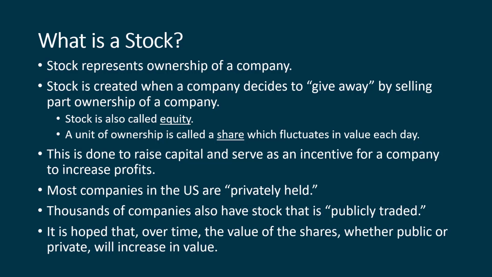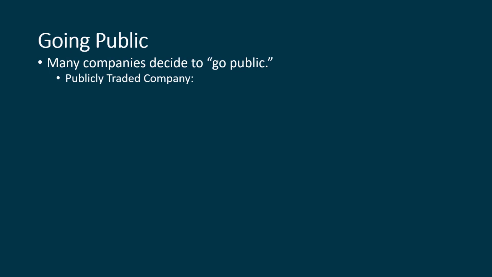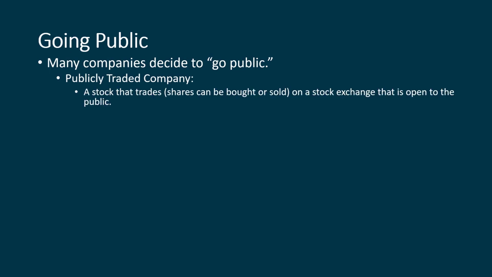It's hoped that over time, the value of the shares, whether public or private, will increase in value. When a company changes from being privately held to going to a point where the public can buy or sell shares of that company, that process is called going public. Many companies do decide to go public. This is called a publicly traded company. This is a stock that trades where shares can be bought or sold on a stock exchange that is open to the public. Now, don't misread this.